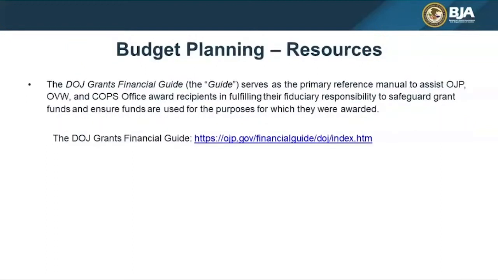Budget planning. The DOJ Grants Financial Guide, or the Guide, serves as the primary reference manual to assist OJP, OVW, and COPS Office award recipients in fulfilling their fiduciary responsibility to safeguard grant funds and ensure funds are used for the purposes for which they were awarded. The site below goes directly to the DOJ Grants Financial Guide.